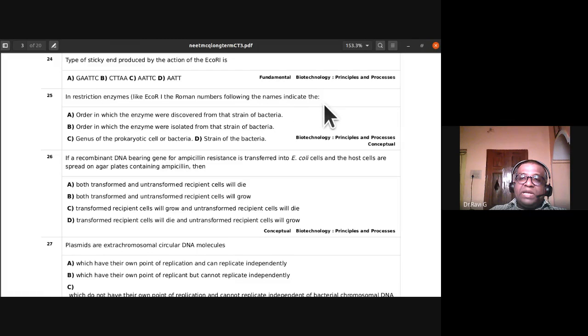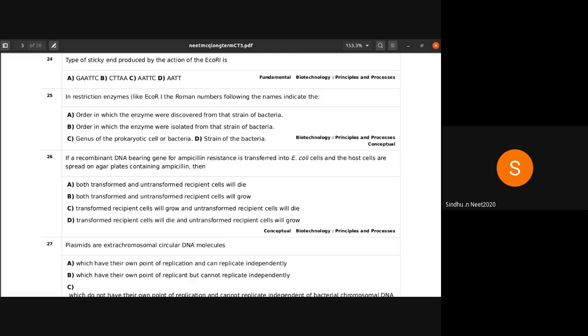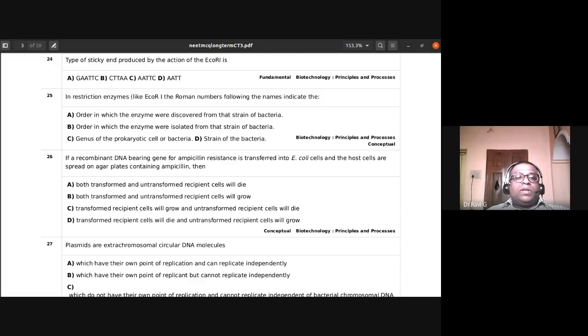In restriction enzymes like EcoRI, the Roman numeral follows the name. What does it indicate? The order in which the enzymes were discovered from the strain of that bacteria, the order in which the enzymes were isolated from that strain of bacteria, the genus of the prokaryotic cell or bacteria, or the strain of the bacteria. Option B. So the order in which the enzymes were discovered from that strain of bacteria. Okay, it is isolated. So option B.